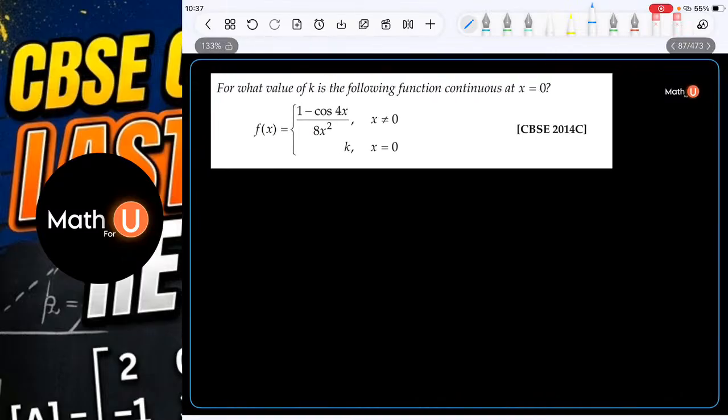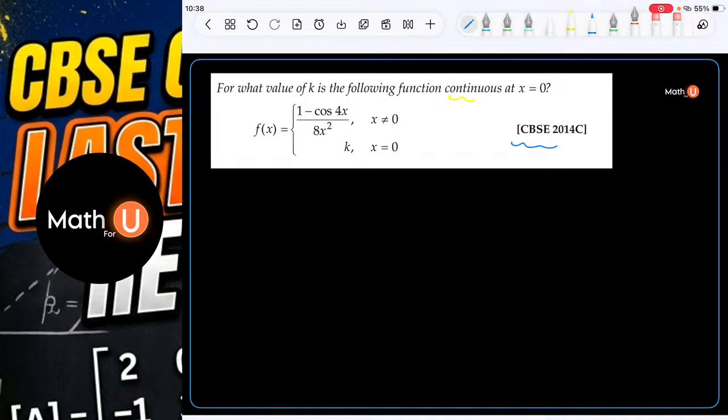Then we check the next question. This is a very important question. See, they have asked this question many times, the same pattern. Only a little bit changes. They change some terms a little, but the same pattern of question they ask every time. They are asking to find the k value here.